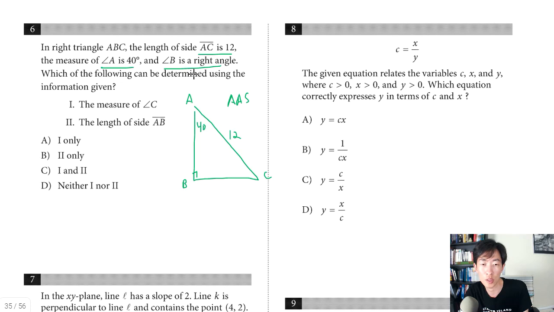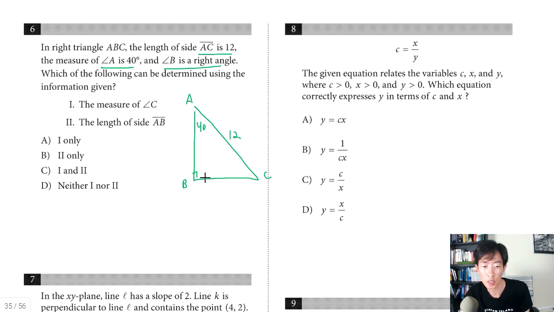So to do this problem, you just want to keep in mind all the ways to prove triangles are congruent: side, side, side; side, angle, side; angle, side, angle; angle, angle, side; and don't forget for right triangles, hypotenuse, leg. So given that we know we have one definite triangle by angle, angle, side, let's look at what they're asking. Do we know the measure of angle C? Yes. Do we know the length of side AB? Yes. If you want to calculate that, you just have to do 180 minus 40 minus 90, and you'll get angle C.